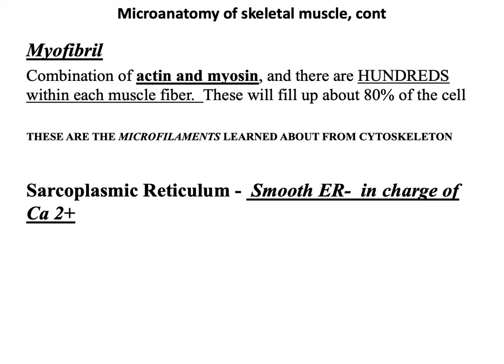Now, instead of calling it endoplasmic reticulum, that smooth endoplasmic reticulum, we're going to give it another name: sarcoplasmic reticulum. And we mentioned that one of the jobs of smooth ER is to store calcium, specifically in the muscle section. So here we go. You're fixing to see exactly how important that storage of calcium and that release of calcium is inside that cell.